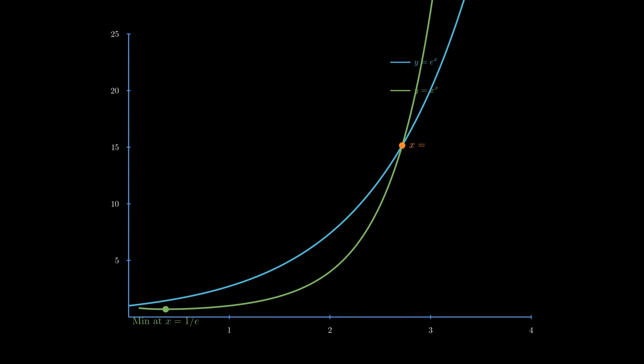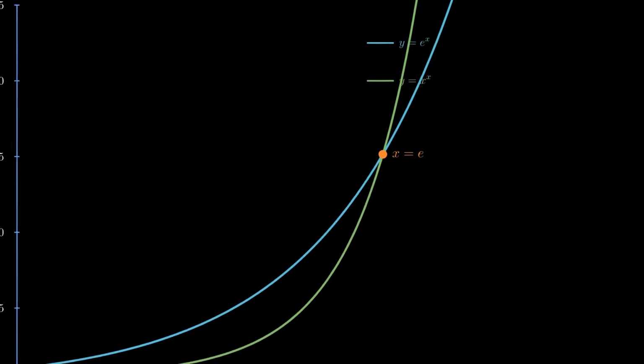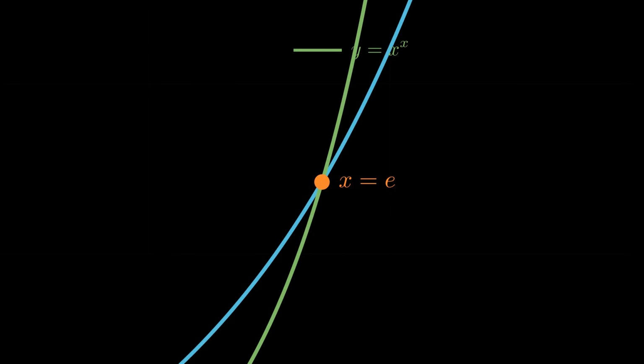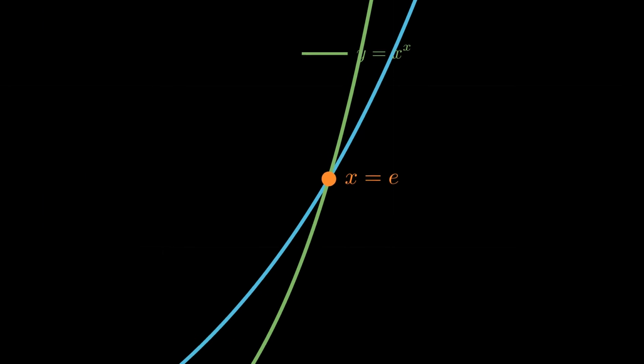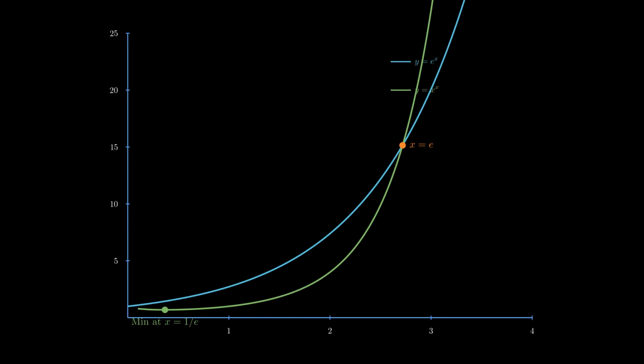And you can see pretty clearly these curves cross exactly once. If we zoom in, we can confirm that intersection is right at x equals e. Zooming back out, after that crossing point, x to the x starts growing much faster than e to the x. They just diverge and never meet again.